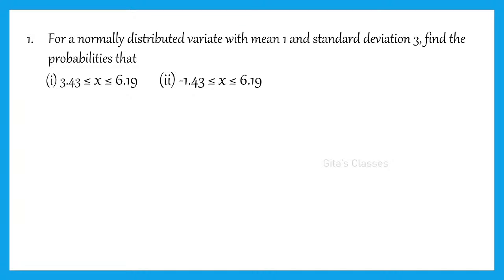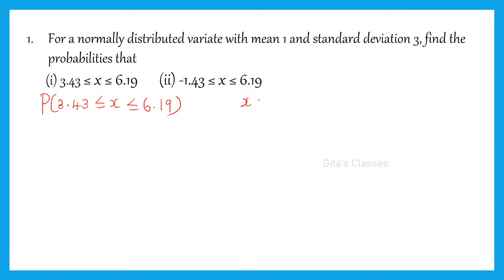For a normally distributed variate with mean 1 and standard deviation 3, find the probability that 3.43 ≤ x ≤ 6.19. Please remember x will be given. The first thing is you have to convert x to z. So what is asked? P of 3.43 ≤ x ≤ 6.19. Right, this is what is asked.